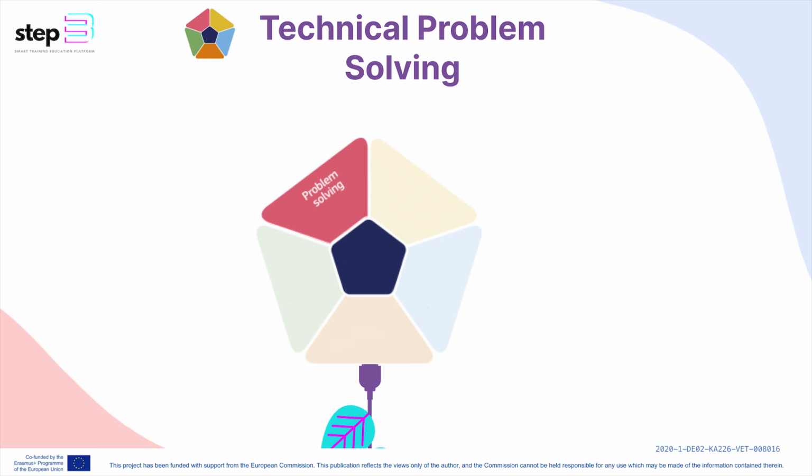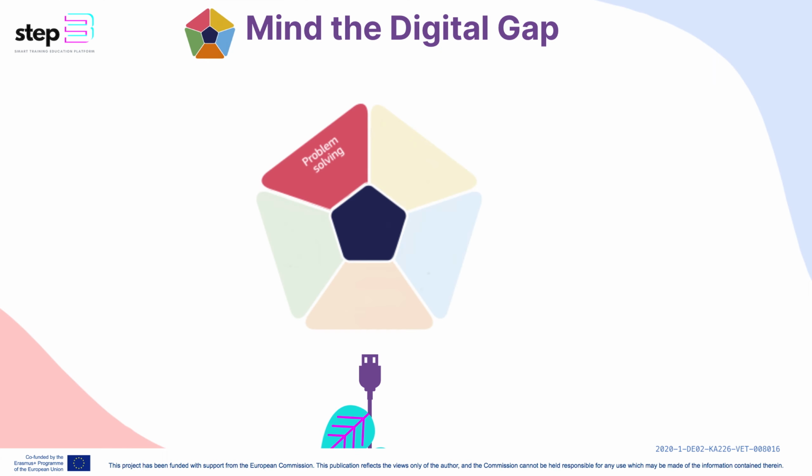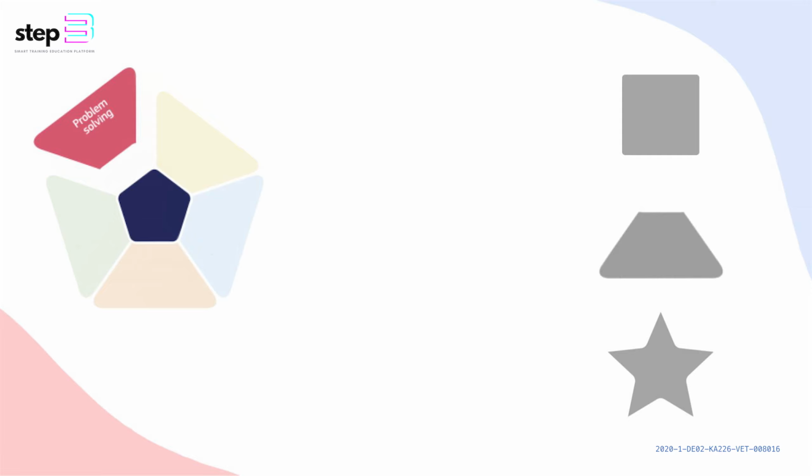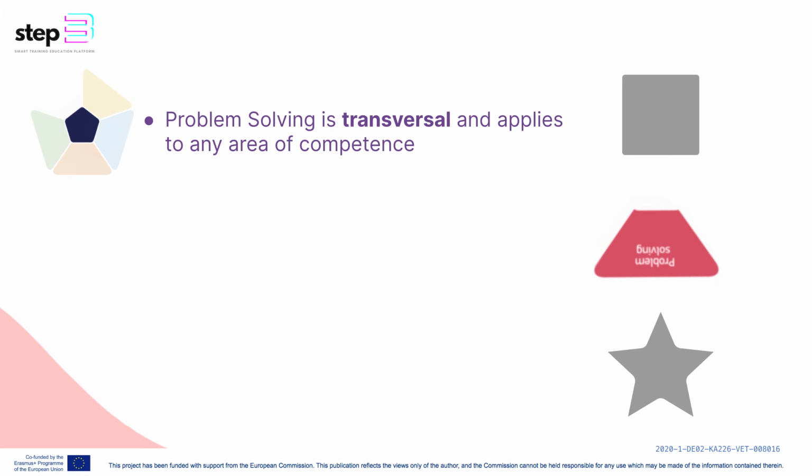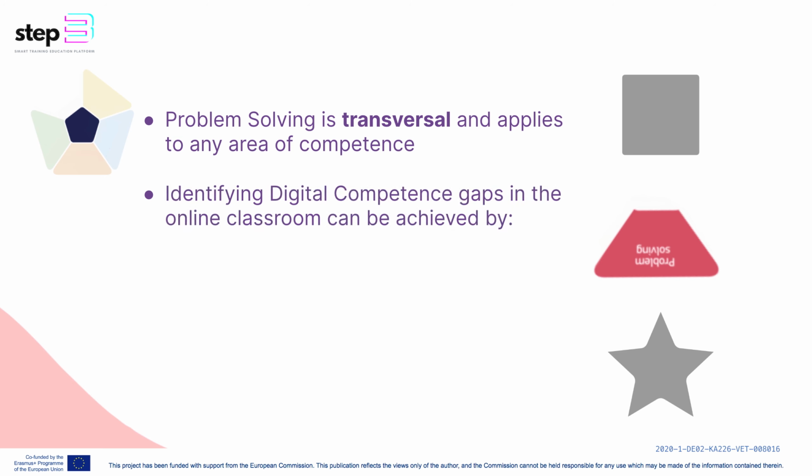What do we mean when we say that the competence of identifying digital competence gaps is part of the problem-solving competence area? Problem-solving is transversal, meaning that it applies to every other competence area. This means that you can identify digital competence gaps in every digital context.